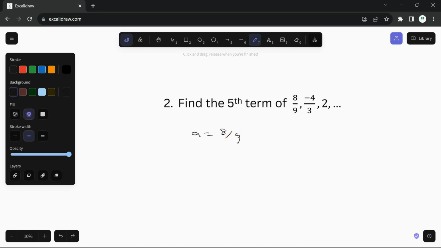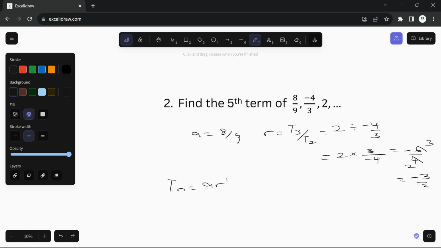8 divided by 9. Our r is going to be, for ease I could say T3 divided by T2, right? T3 is 2 divided by minus 4 over 3. So if I do this, this will be 2 times 3 over minus 4, which is minus 6 over 4. Minus 6 over 4 I could reduce, 2 here 2, 2 here 3. So the r is basically minus 3 over 2. We know that our formula for Tn is ar raised to the power of n minus 1.